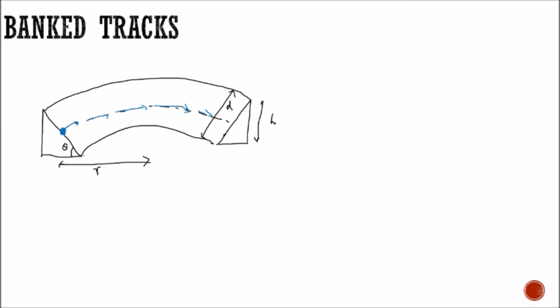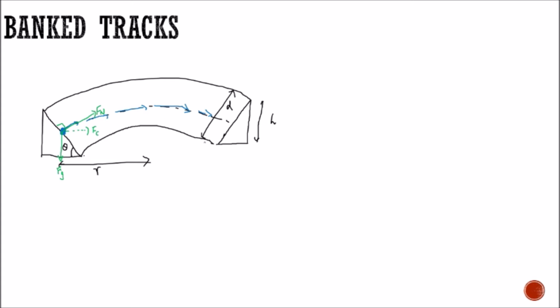Let's have a look at the forces on this car. We know we have a force due to gravity, acting downward. We know we have a normal force that's perpendicular to the track itself. And because it's in circular motion, we expect there to also be a centripetal force that's acting towards the center of this circle's motion.